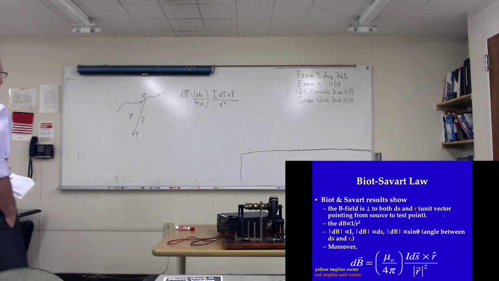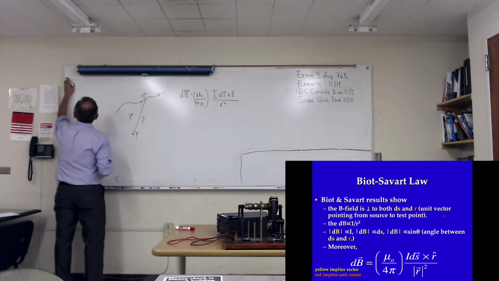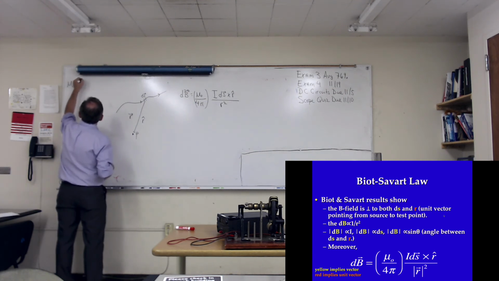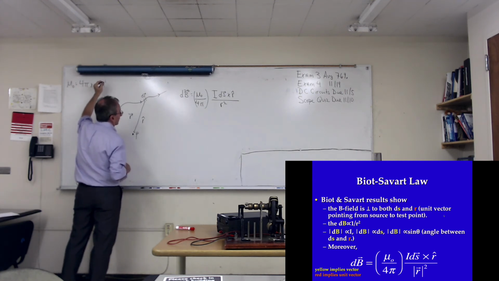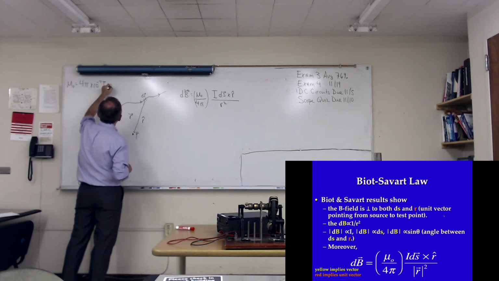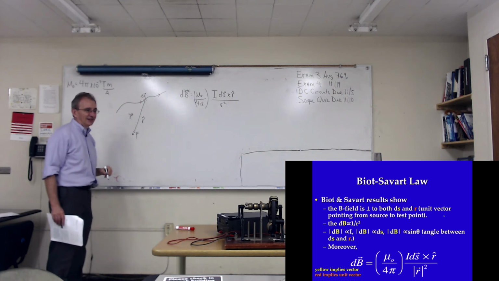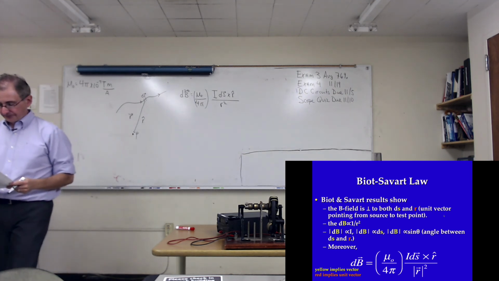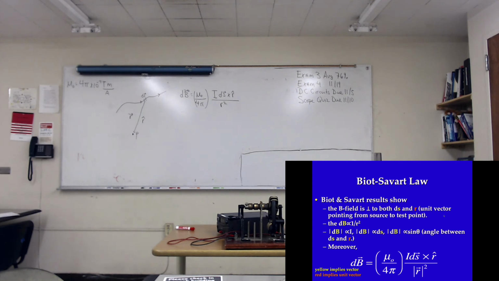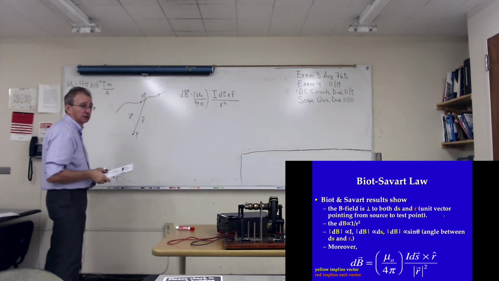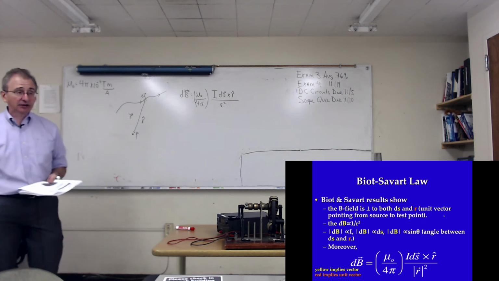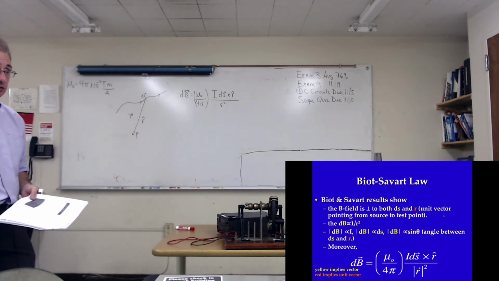And again, mu naught is 4 pi times 10 to the minus 7 Tesla, oops, I had it backwards, Tesla meter per amp, sorry. I had it backwards before. It's Tesla meter per amp. And this is the Biot-Savart law. And it allows us to calculate the magnetic field for current carrying wires.